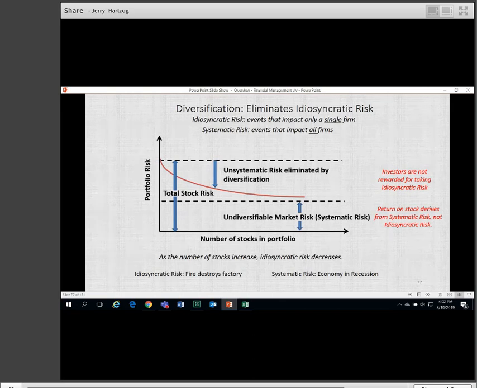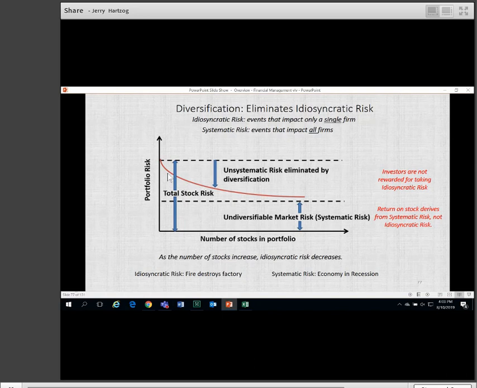Next, let's talk about diversification and the fact that it eliminates what's called idiosyncratic risk. Idiosyncratic risk is events that impact only a single firm. For instance, fire destroys a factory. That's idiosyncratic risk. If you only had one stock and the fire destroyed its factory, you would take a big loss on your investment. The value of that stock would go down.